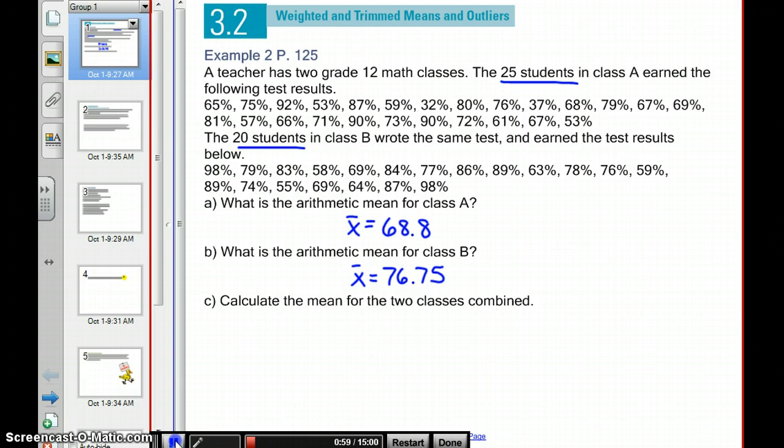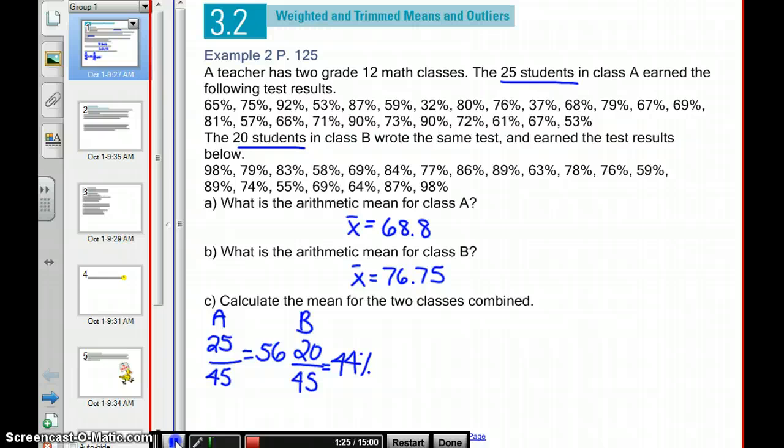In order to weight these, we need to find the percentage of kids that are in each class. We have a total of 45 students. Class A has 25 of the 45 students, which is 56%. Class B has 20 of the 45 students, which is 44%. So that was step number 1.